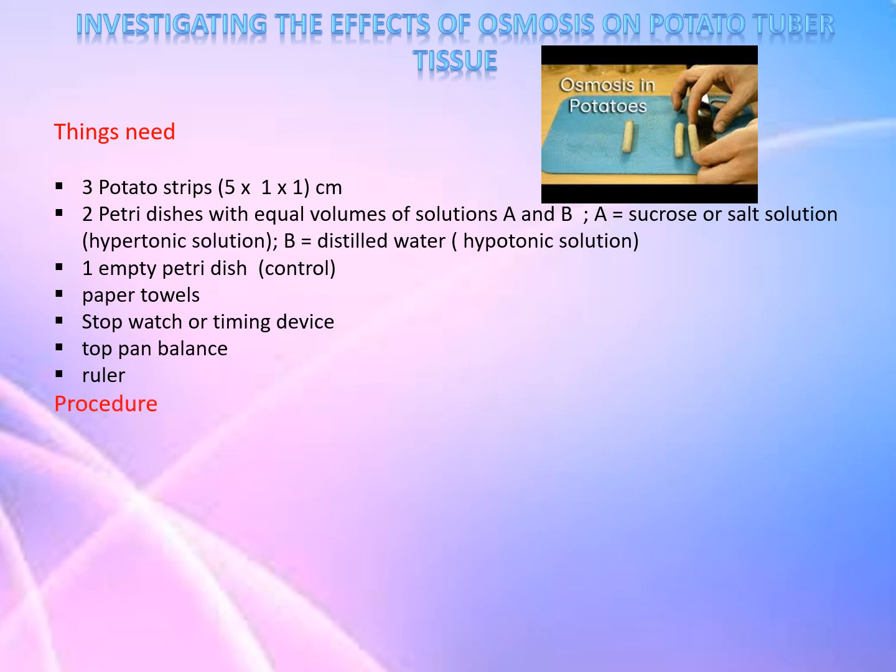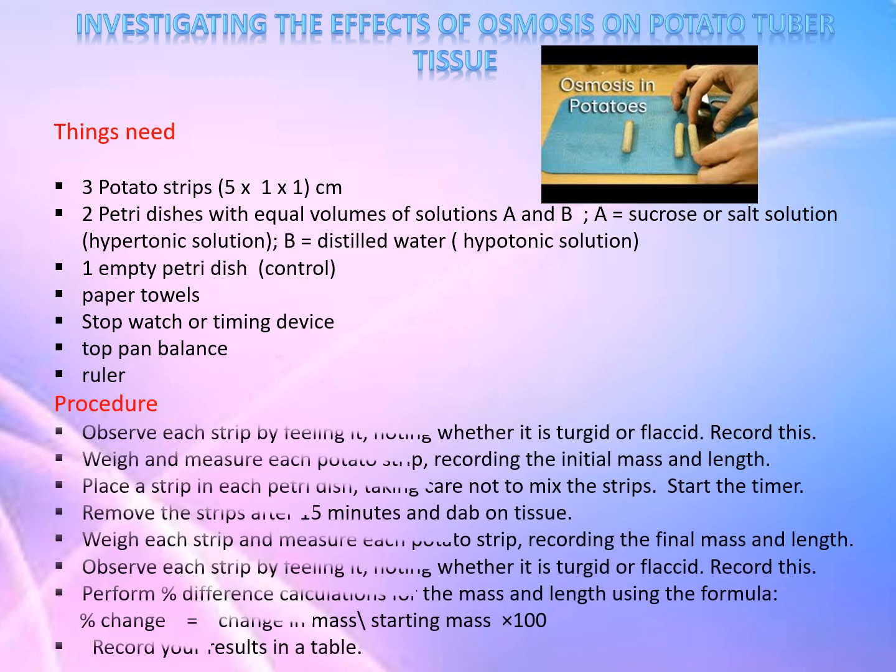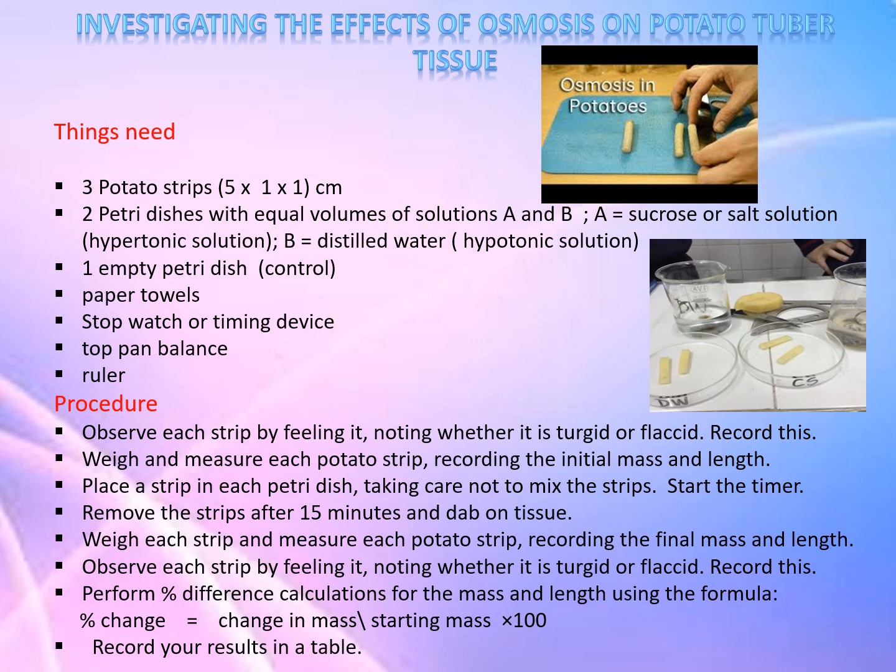We will see the method now. How can we do this experiment? Observe each stripe by feeling it. You can observe whether it is turgid or flaccid and record this. Weigh and measure each potato stripe, recording the initial mass and length. Place a stripe in each petri dish, taking care not to mix the stripes. Start the timer. Remove the stripes after 50 minutes and dab them on tissues.